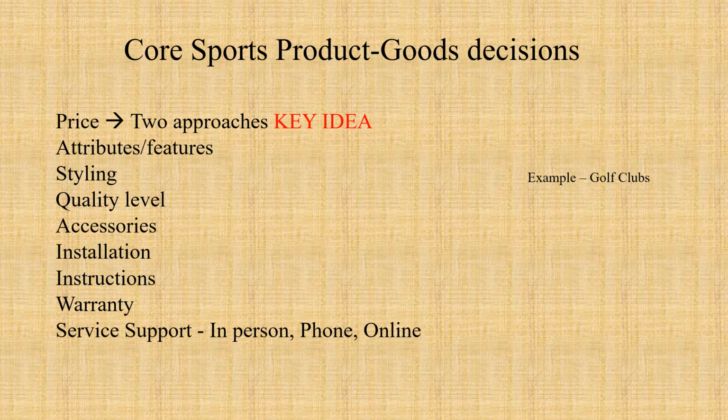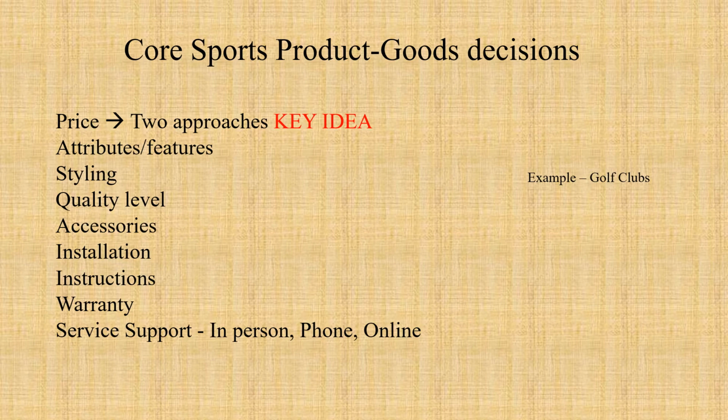Some of the core sports products goods decisions would be determining the price. And of course, I have here, there are two approaches to determining the price. One way to determine the price is to have an idea of what the price will be before you start to design the product. The other approach would be to design the product and then figure out how much it costs and then set the price.